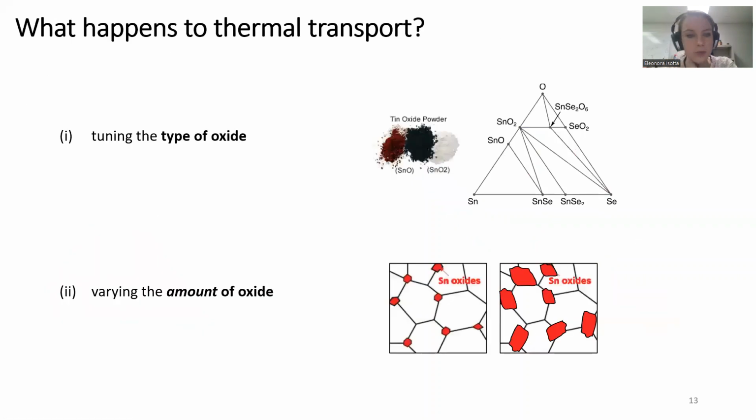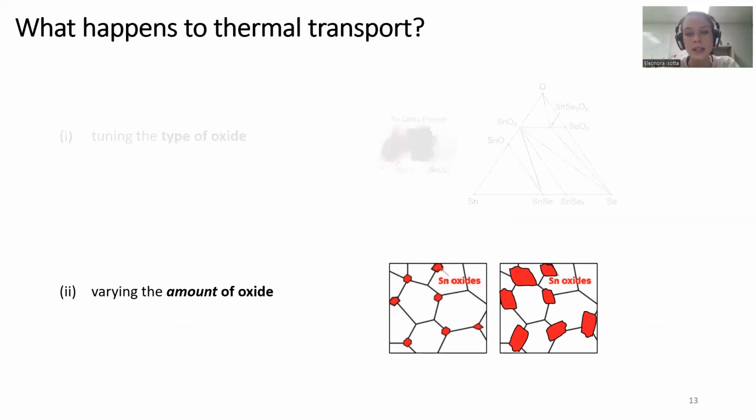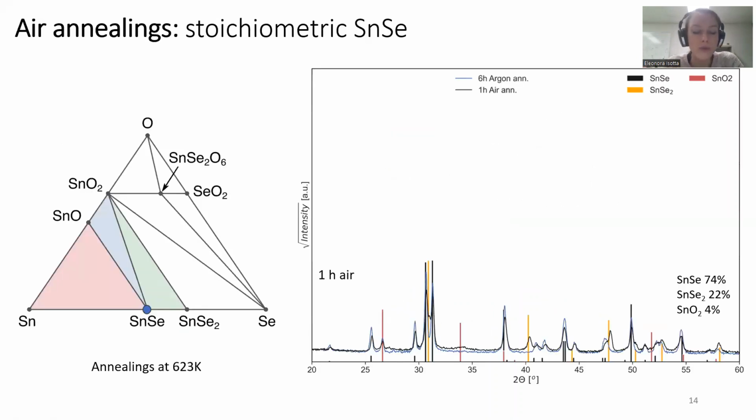So we decided to test this explanation with the case of a varying amount of oxide, and to test samples with increasing amounts. To do this, we performed air annealings of the stoichiometric tin selenide powder. And this is the XRD pattern after 1 hour of annealing. We can see that, for example, here is a location where we would expect the reflections of SnO2. We start forming a little hump.